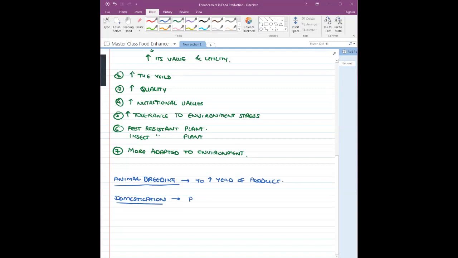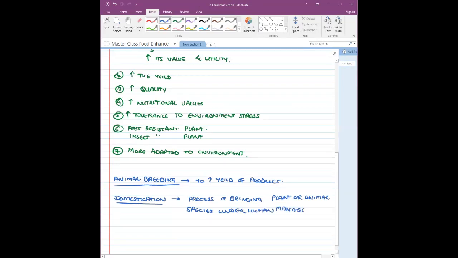What is domestication? Domestication is nothing but the process of bringing plant or animal species under human management. Under human management. And that is nothing but your domestication.